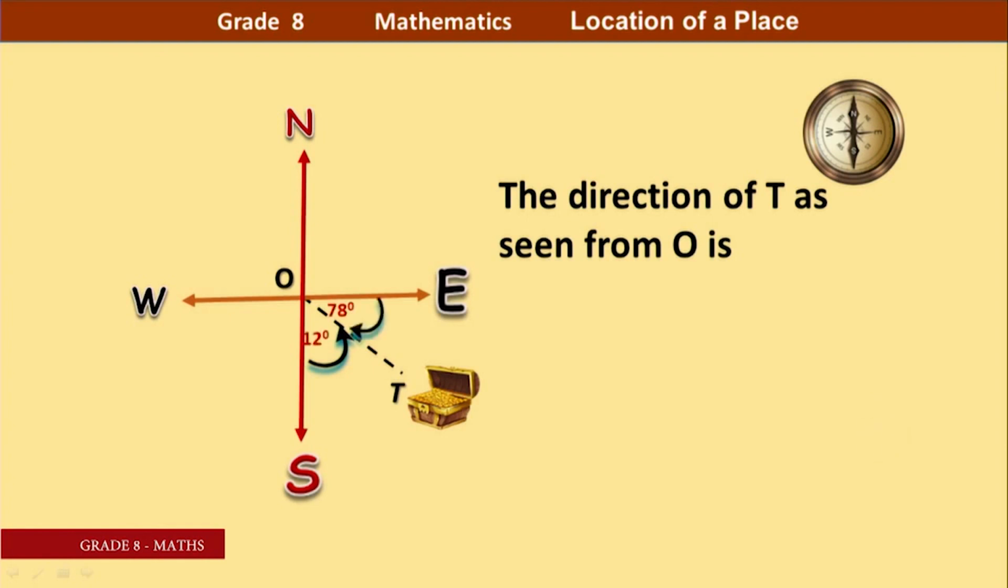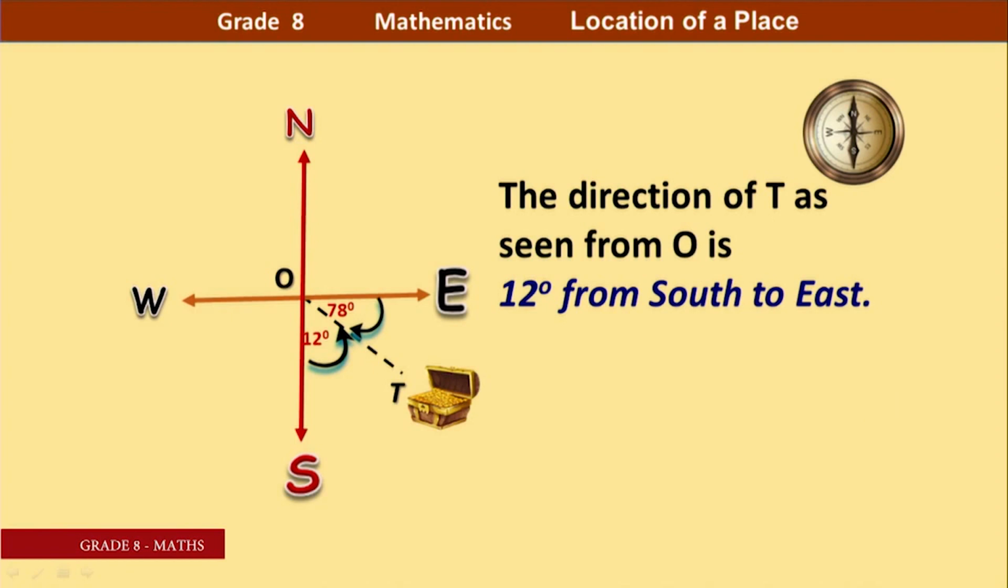You could measure two angles. So, here also again one angle from east, the other angle from south. Which one is the correct one? Yes. Priority is given to south. Start the angle from the south, that is 12 degrees. So, the direction of T as seen from O is 12 degrees from south to east. Good.